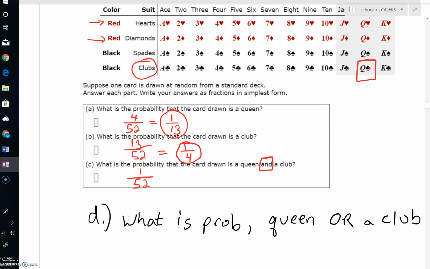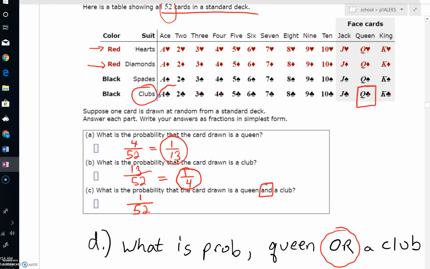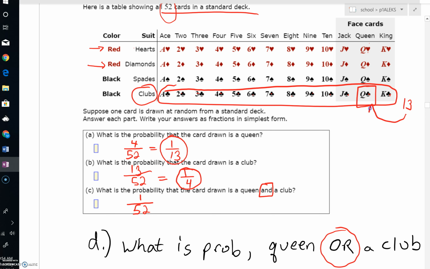Alex is also going to give you some problems where they'll say, what's the probability that you have a queen or a club? Well, I hope you'd agree that right here for the clubs, the word or means you could have one or the other. The clubs, you can say there are 13 of them, one of which is actually the Queen of Clubs.